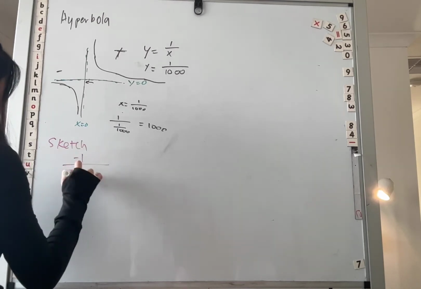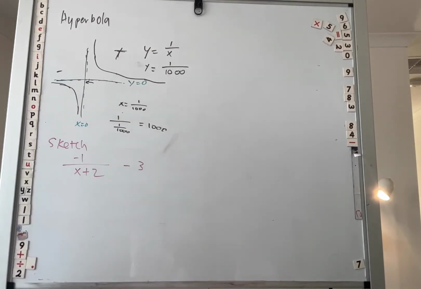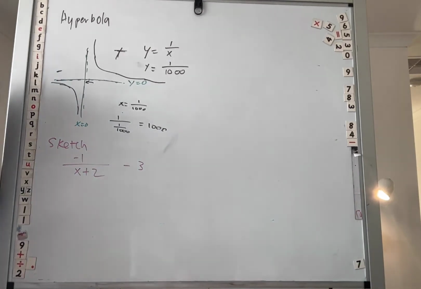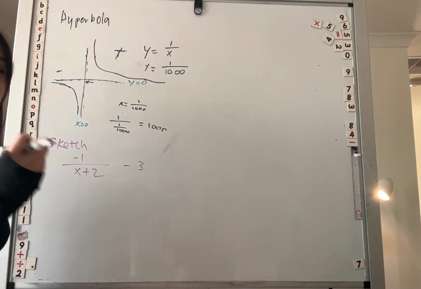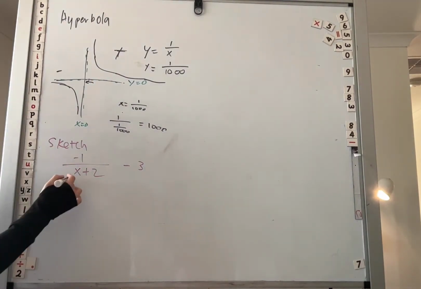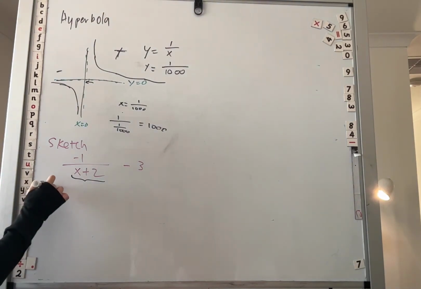1 over negative 1, x plus 2 minus 3. Okay, let's sketch this graph. So, I like to say, when you're dealing with hyperbolas, just think about moving the asymptotes, okay? So, obviously this can't be 0, right? So, I know that x can't be 2.